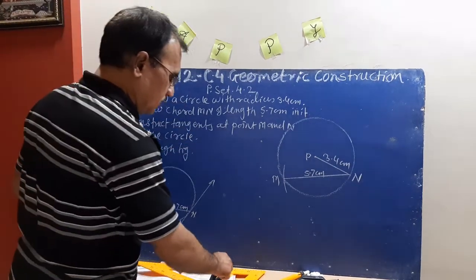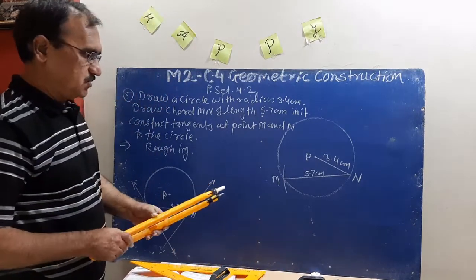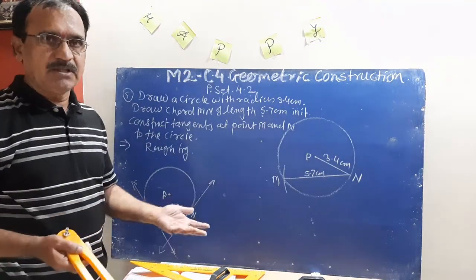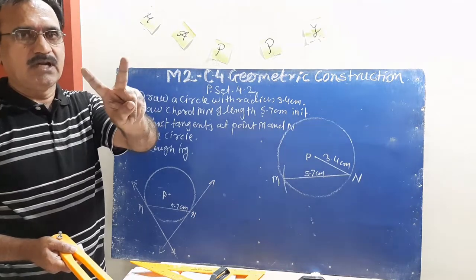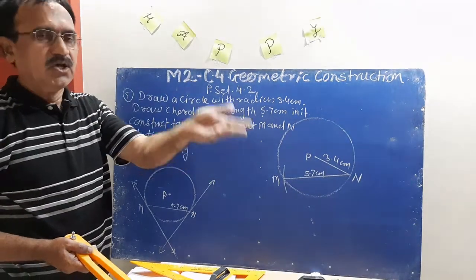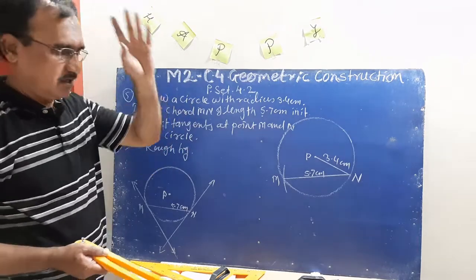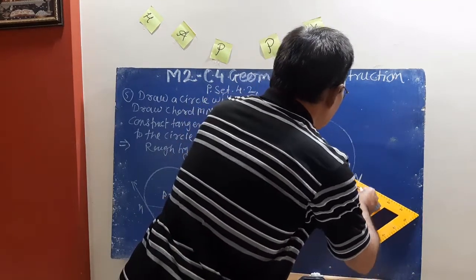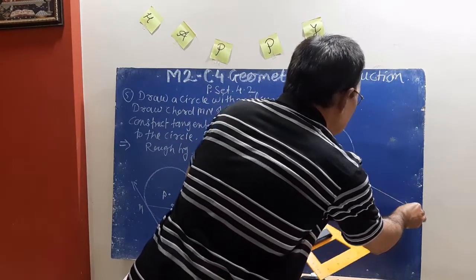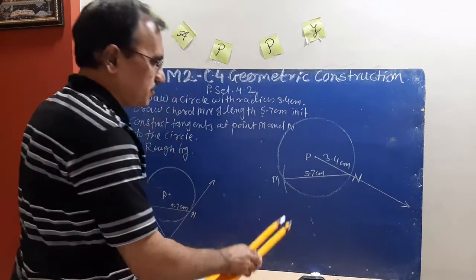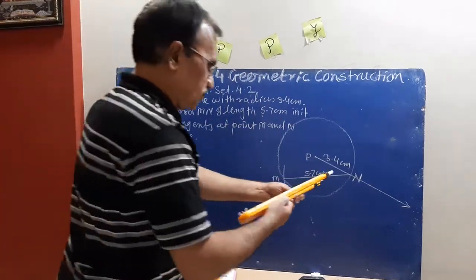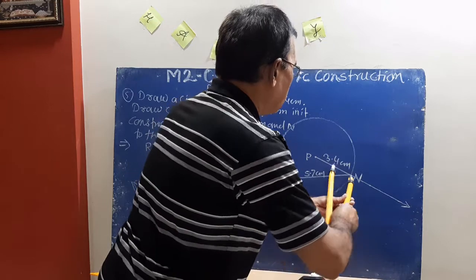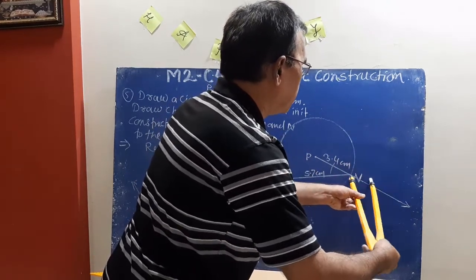Now here we have to construct tangents which are passing through points M and N. We can use any one method. There are two methods. Which are these? Using center and without using center. Which is convenient to you? Using center. Very good. It means extend this ray, because this is using center. Put the pointer on point N. Take a convenient radius and draw arcs on both sides of point N.